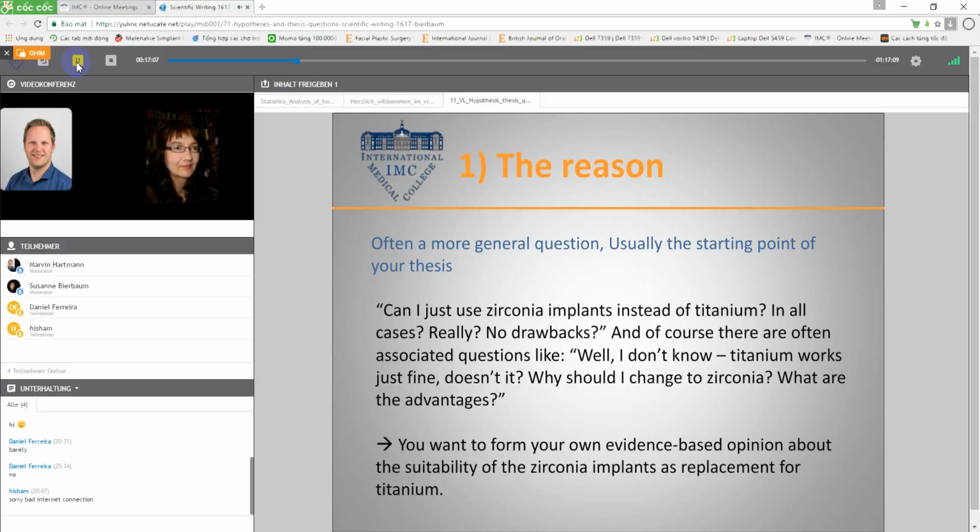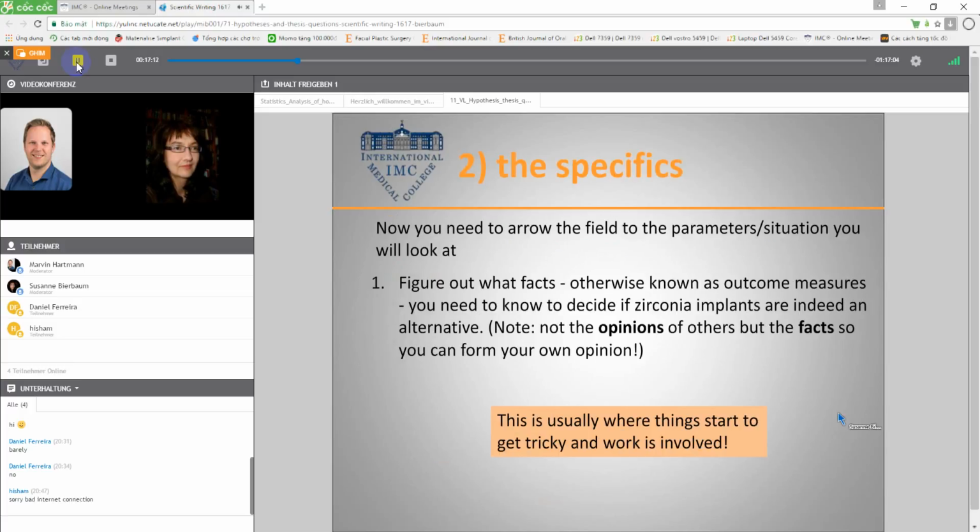Now, once you have the general question, which, as I said, is usually the easier part to come by, you need to get part two, the specific. What exactly am I going to look at? That's what I want to find out. Now, what do I need to look at? It means you need to narrow it down to the parameters and situations you want to look at. So if you want to know if zirconia implants are indeed just as good as the titanium ones, what facts do you have to know about to decide that?